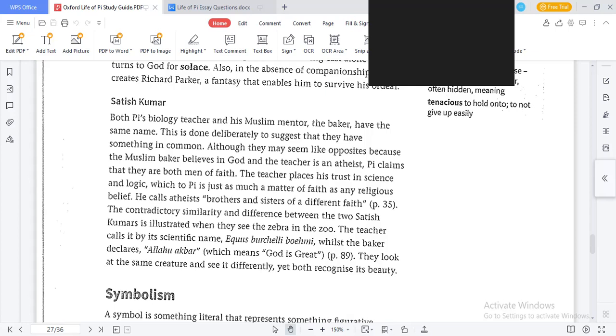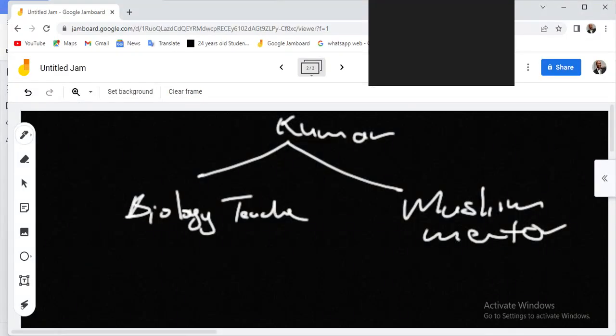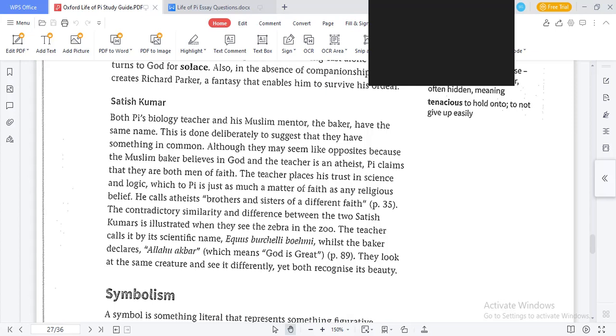Both Pi's biology teacher and his Muslim mentor, the baker, have the same name. So they can talk about the baker or they can talk about his mentor. His Muslim mentor was also a baker. Please make notes that you understand. They have the same name. This is done deliberately to suggest that they have something in common, although they may seem like opposites, because the Muslim baker believes in God and the teacher is an atheist. Pi claims they are both men of faith.